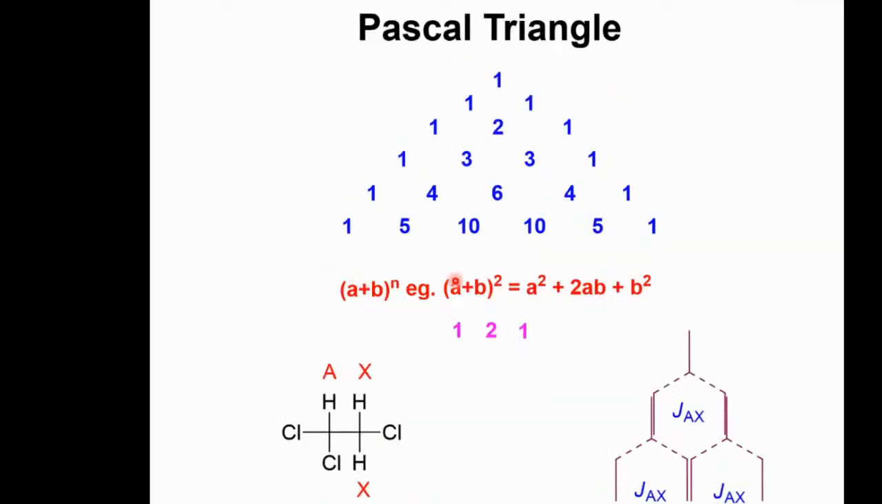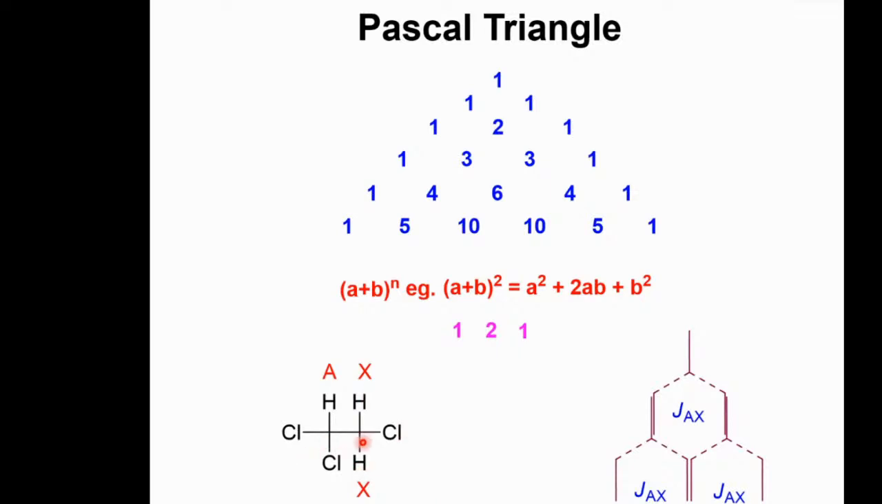We can also explain that in terms of Pascal's triangle, which I'm sure all of you are familiar with. If there is no coupling, a singlet. If there is coupling with one neighbor, a 1:1 doublet. Coupling with two neighbors, a 1:2:1 triplet. Three neighbors, a 1:3:3:1 quartet, and so on. And we can use the binomial expansion also for smaller numbers, (a plus b) the whole squared, and the coefficients would correspond to the ratio of the intensity of the signals in the multiplet, 1:2:1 in this case.